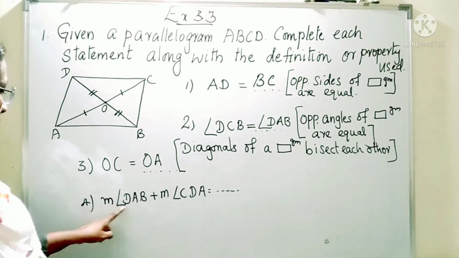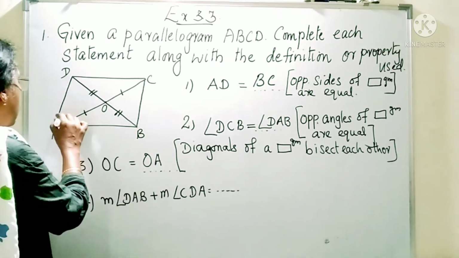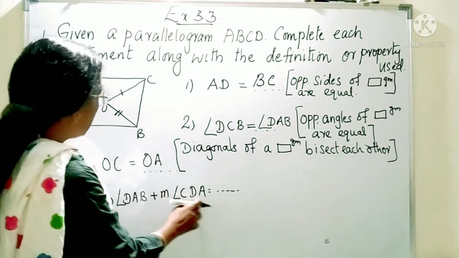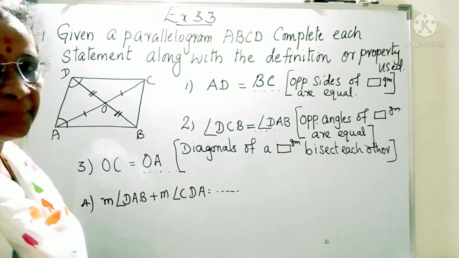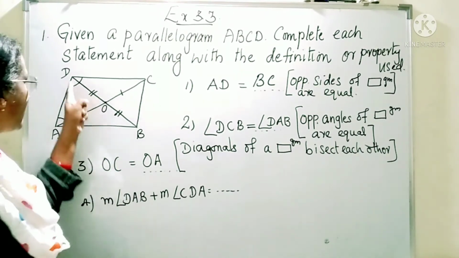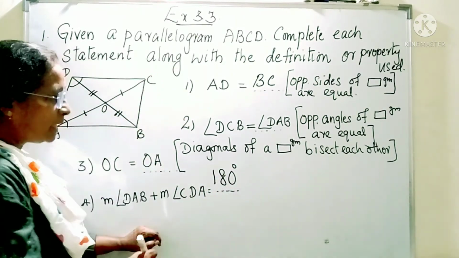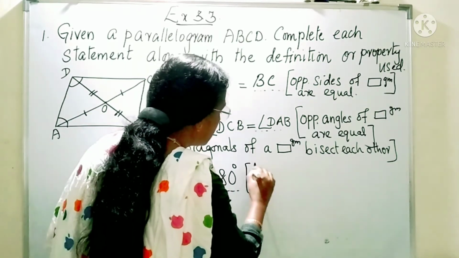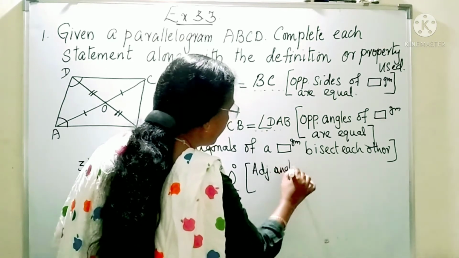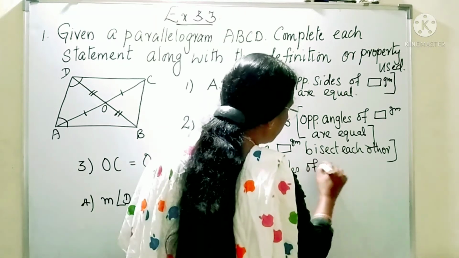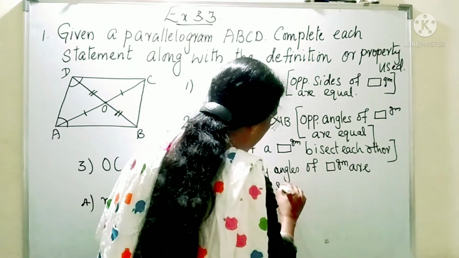The next one is measure angle DAB plus measure angle CDA. That is this angle and this angle. What type of angles are they, and what will be their sum? They are adjacent angles and their sum will be equal to 180 degrees. What is the reason? Adjacent angles of parallelogram are supplementary.